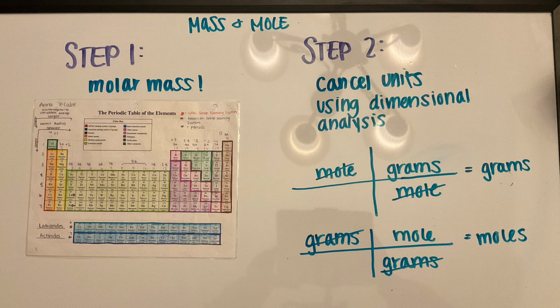The first type of molar conversion I will be discussing is mass and mole conversions. There are two steps in this type of conversion. Step 1, determine the molar mass of the compound, which you find on the periodic table. And step 2, you can solve the problem using dimensional analysis, either moles to grams or grams to moles. This conversion takes you from the number of moles of a substance to the total weight of that substance, or vice versa.